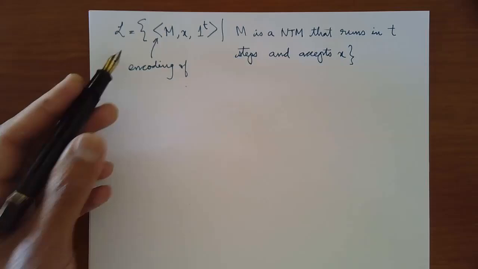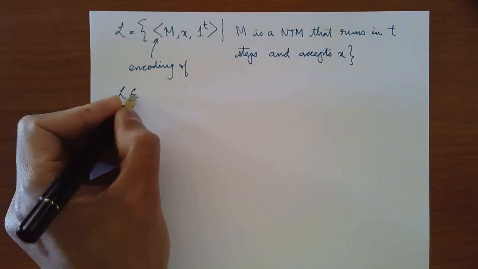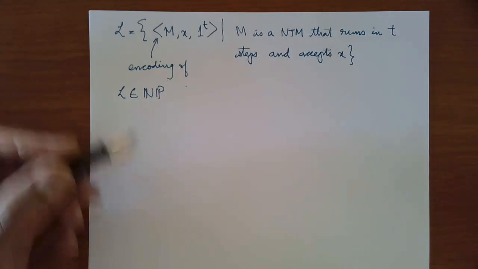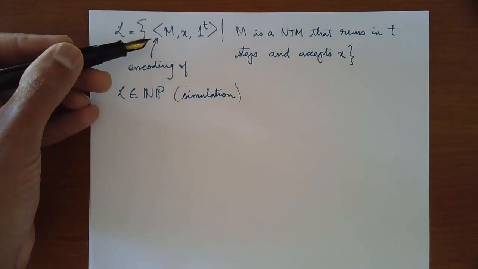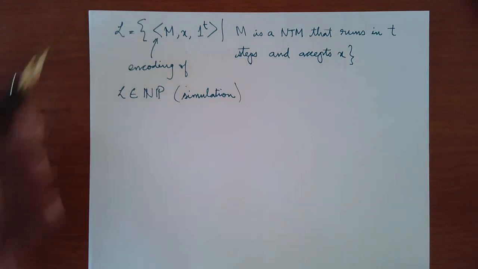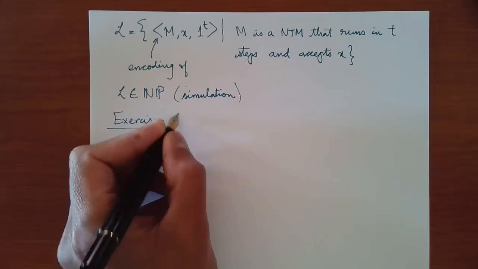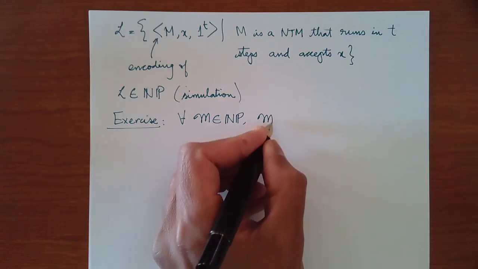Firstly, you should be able to see that L is in NP, because you're running a non-deterministic Turing machine. It's basically a simulation. As we discussed in the last lecture, you can simulate a Turing machine. It's like running a universal Turing machine on this non-deterministic Turing machine and then making the non-deterministic choices. But as an exercise, what you can show is that for all languages in NP, it reduces to L. Indeed, L is NP complete.